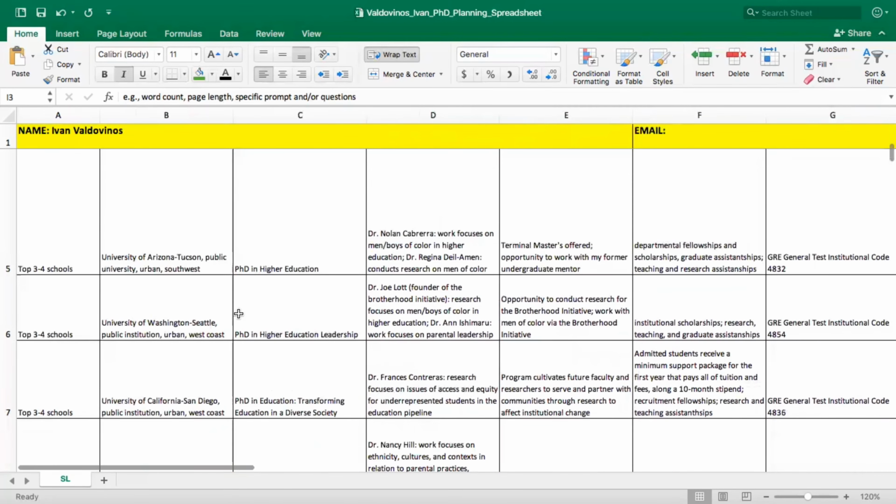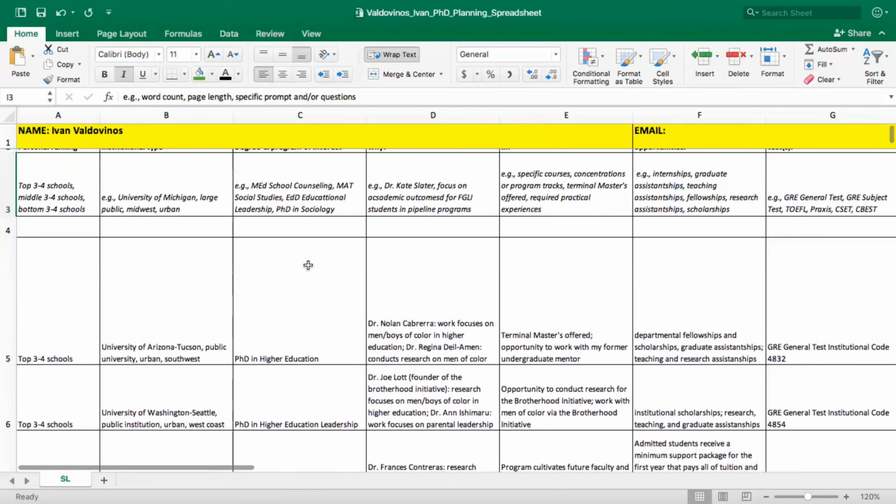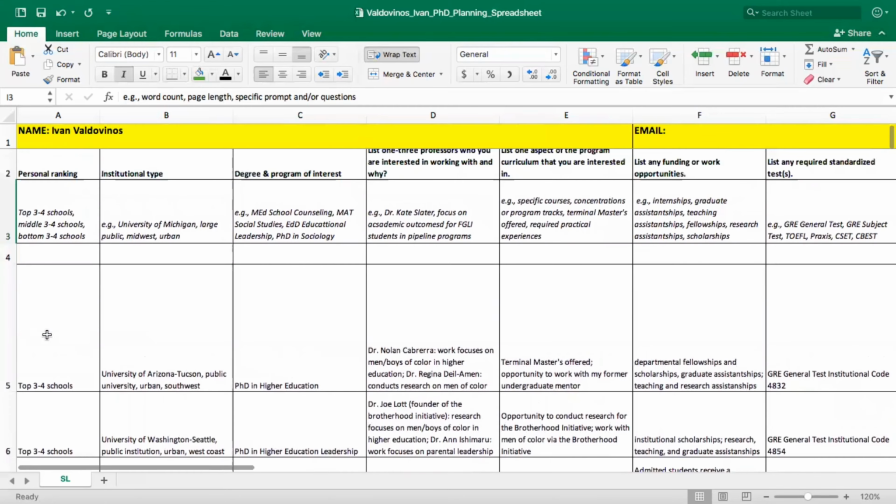So when I was applying to graduate school PhD programs, these are all PhD programs here, I chose my top 3 schools. So I chose the University of Arizona, University of Washington, University of California, San Diego. So let's go with the University of Arizona and kind of give you an idea of how I went about all of these categories, right? So University of Arizona is in Tucson. It's a public university. It's urban and it's in the Southwest.